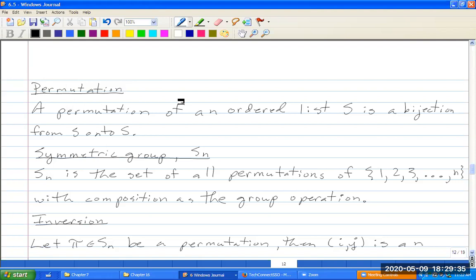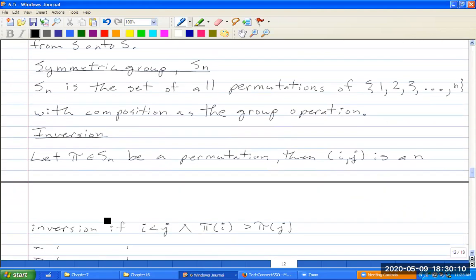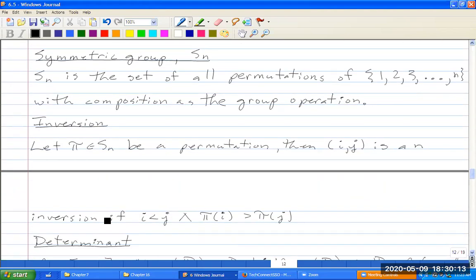A permutation of an ordered list S is a bijection from S onto S. Let me tell you about this symmetric group, S sub n. S sub n is the set of all permutations of 1, 2, 3, dot dot dot, up to n, with composition as the group operation. Inversion. Inversions are almost always denoted with the symbol pi for some reason.